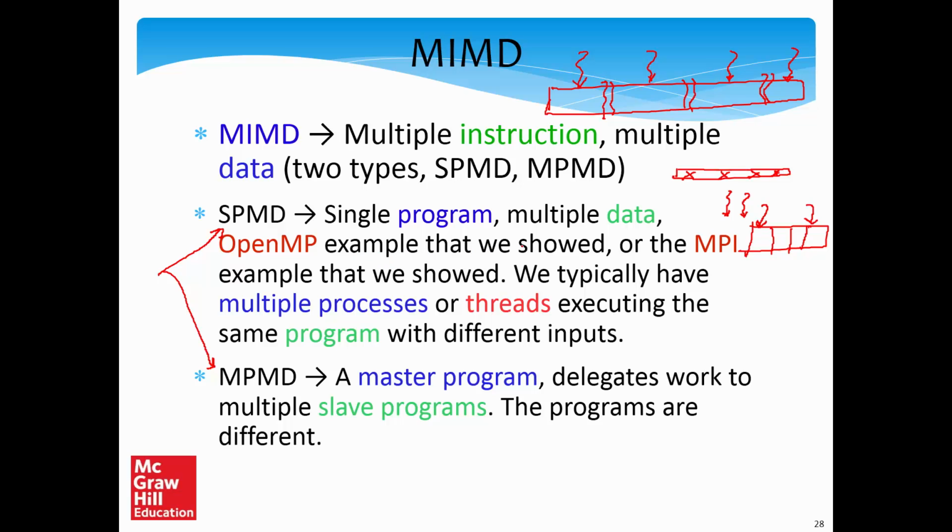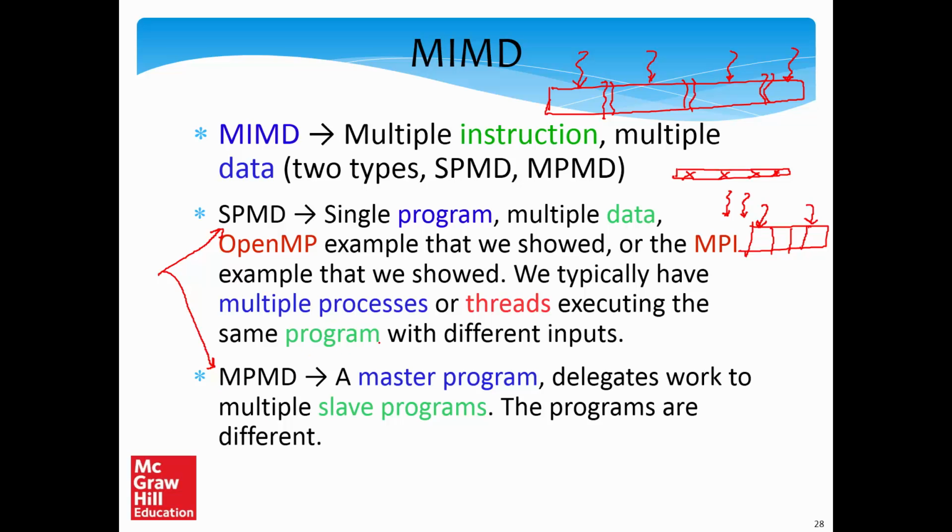So this is OpenMP. One example can be the OpenMP example that we showed, or the MPI example that we showed. Both of them fall in this category. Here we typically have multiple processes or threads executing the same program, albeit with different inputs. The different input in our case was the fact that the process ID was different. As a result, they ended up executing slightly different kinds of instructions, not slightly, but in some cases very different kinds of instructions. That's the reason it's MIMD, but at least the program was the same. So we call it SPMD.